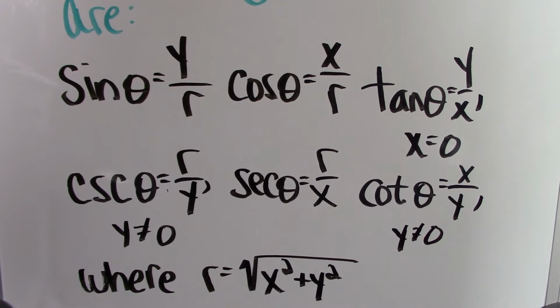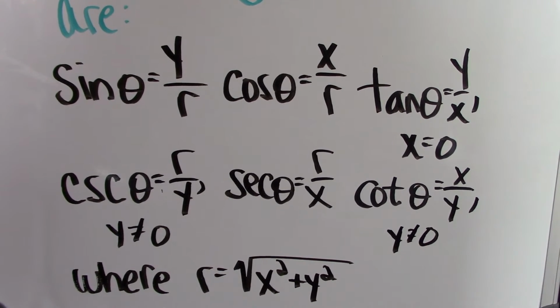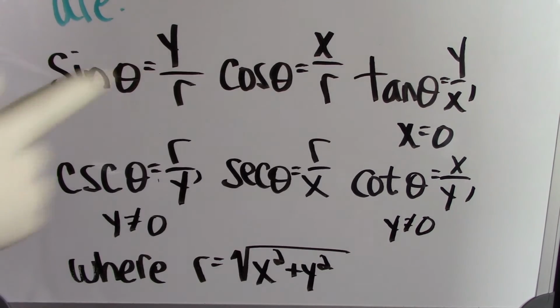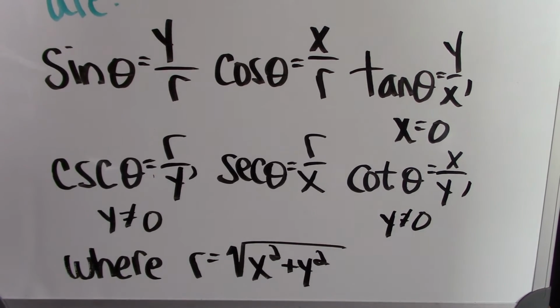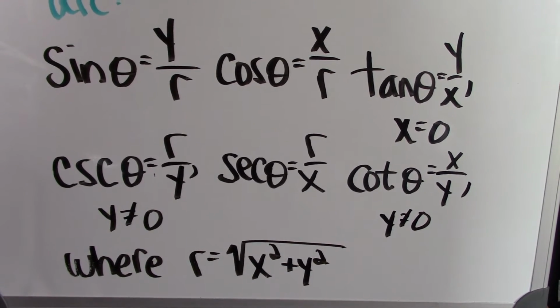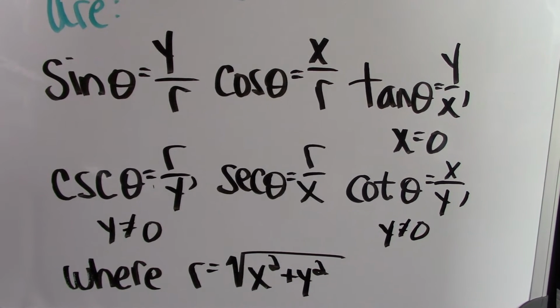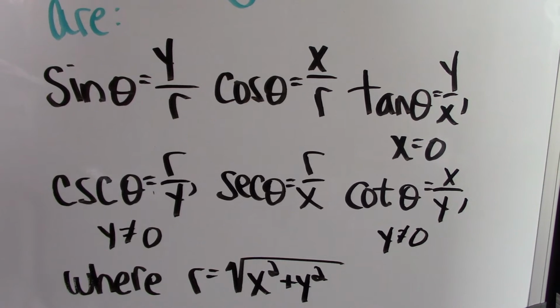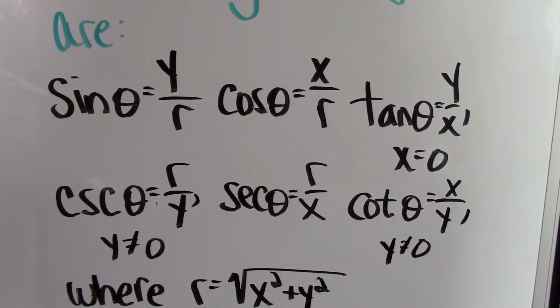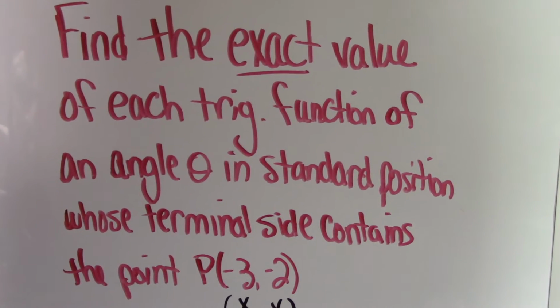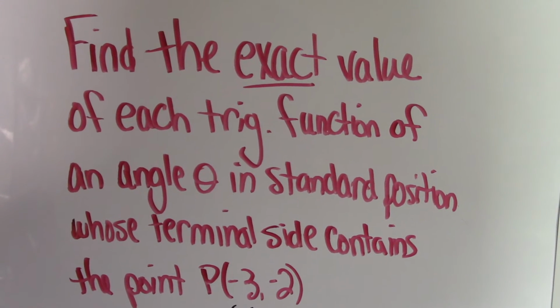You do not need a calculator. You will be given a point, and we will just use these ratios right here to find the trig values. We will not use a calculator. We will not have decimal answers. So now we'll do an example. Okay, so this example will be set up similar to how the homework is. You'll have directions something like this.